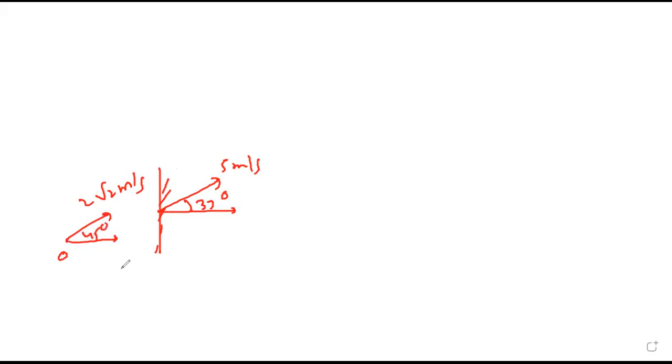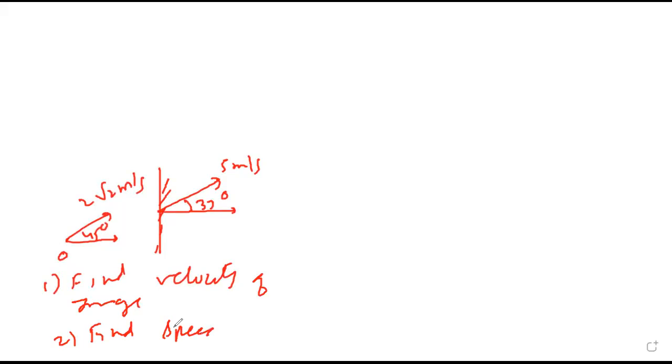Next one, see. This is the mirror. Mirror is also moving with 5 meter per second, but making angle 37. And this is object with 2 root 2 meter per second at an angle of 45 degrees. Question is find velocity of image, and second is find speed of image. Speed means magnitude, velocity will be with direction.